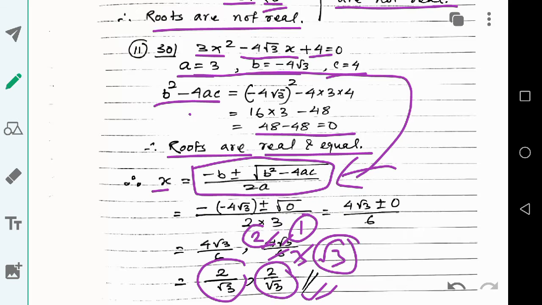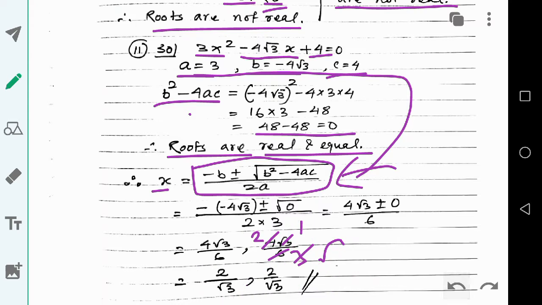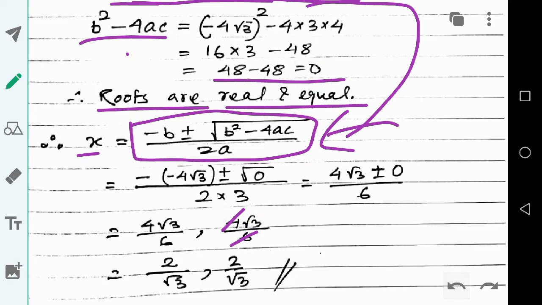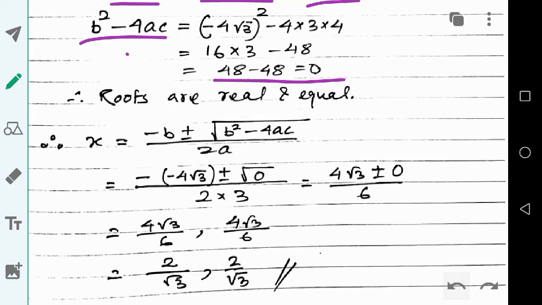You can use other methods instead of the quadratic formula, but as we already have the value of b square minus 4ac, that's why we have used the quadratic formula here. You can apply other methods also, the completing the square method or factorization, as the method is not mentioned there. So now let's move on to the next.